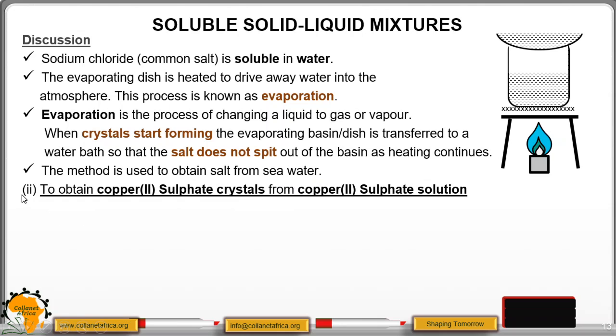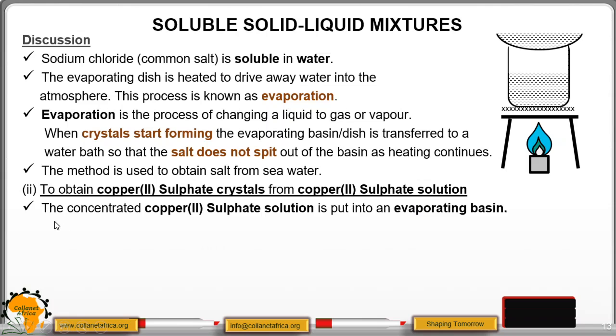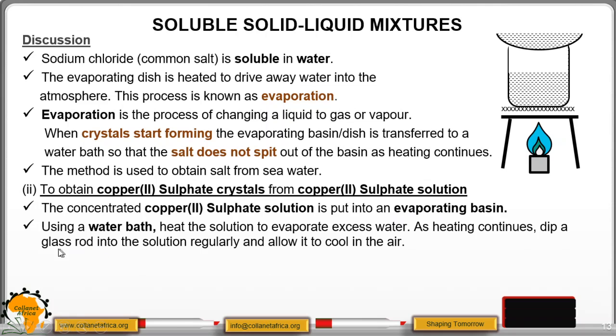Then we have a second experiment to obtain copper II sulfate crystals from copper II sulfate solution. The concentrated copper II sulfate solution is put in an evaporating basin. Using a water bath, heat the solution to evaporate excess water. As heating continues, dip a glass rod into the solution regularly and allow it to cool in air.